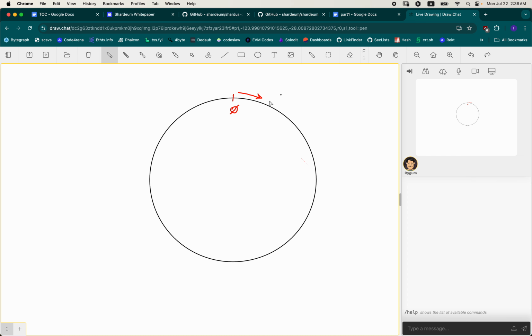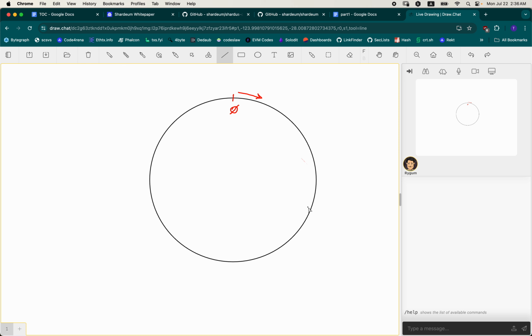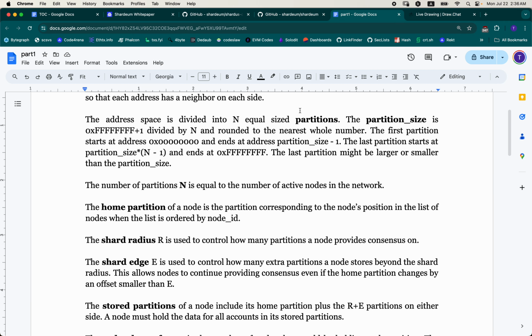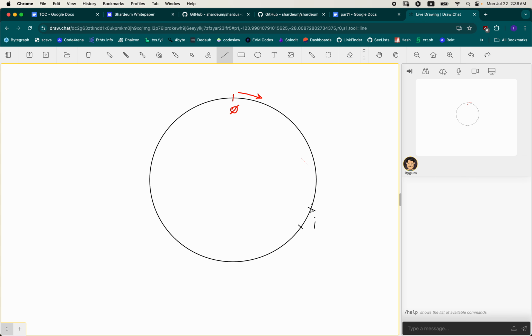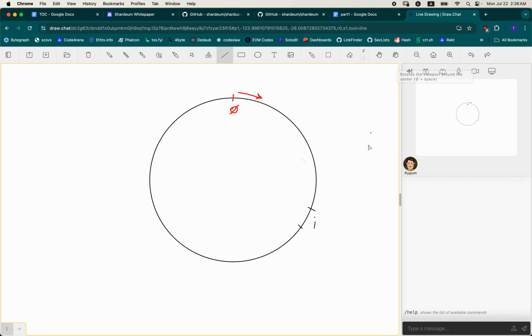So the idea is the whole address space is split into partitions, right? And let's say our node got this partition number, I don't know, i, right? This address space will be the home partition for the node. Now we're talking about the shard.